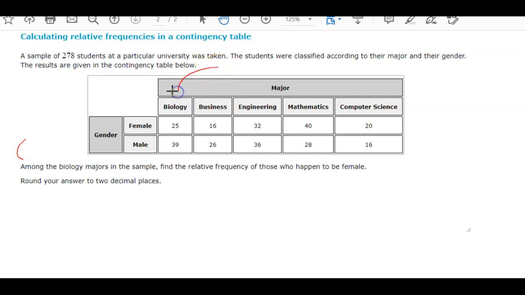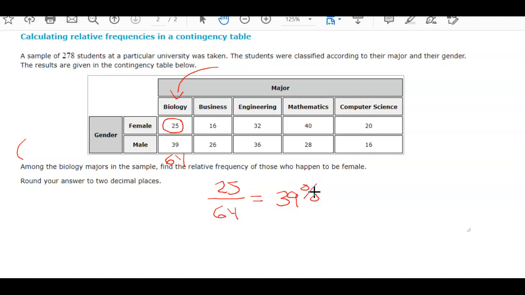Okay, so I'm going to come over here and just look at all the biology majors, and I can see that there's going to be 64 biology majors. So if I just add them up, I'm just going to get to 64. I'm probably going to need that 64. Okay, find the relative frequency of those who happen to be female. Well, this is going to be easy. So there's 25 females and there's 64 biology majors. So we're just going to go ahead and do 25 divided by 64. And if we do 25 divided by 64, that's going to give me 0.39 or 39%.